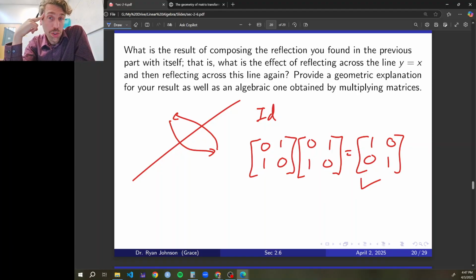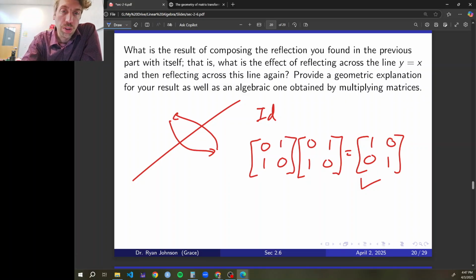What is the result of composing the reflection you found in the previous part with itself? What is the effect of reflecting across the line y equals x and then reflecting across the line again? Provide a geometric explanation for the result as well as an algebraic one obtained by multiplying matrices. So geometrically, here's the line y equals x. You flip over, flip back, you're back to where you started. So it should be the identity. And look, when I multiply this matrix times that matrix, row, column, you get a 1, row, column, you get a 0, row, column, you get a 0, and bottom row, right column, you get 1. And so that is the identity matrix and matches with being the identity function.